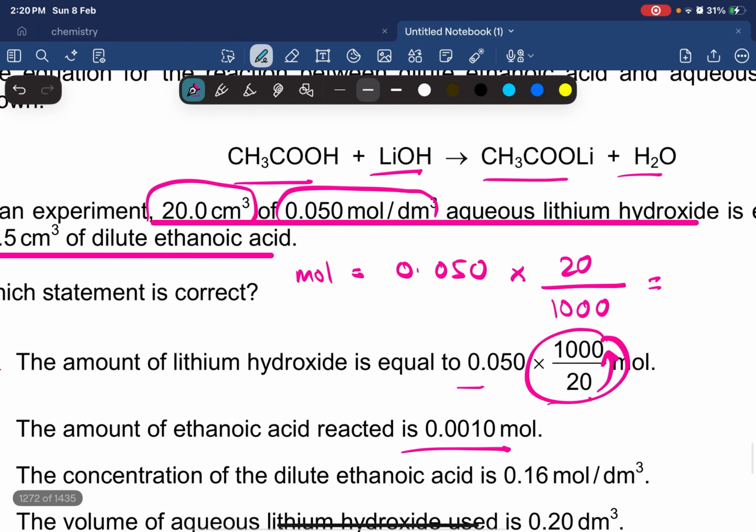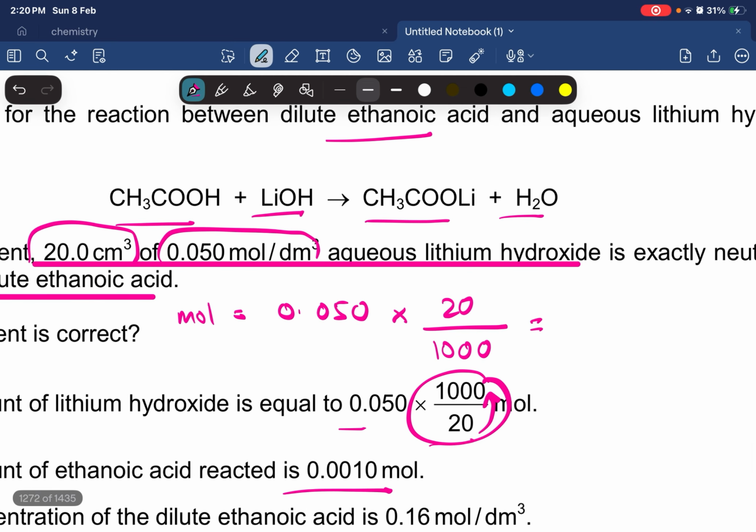To figure this out, we first need to find the moles of our lithium hydroxide. This is how we figure out the moles of lithium hydroxide, right? So I'm going to do it on my calculator. 0.05 times 20 divided by 1000. This gives me 0.001 moles, right?